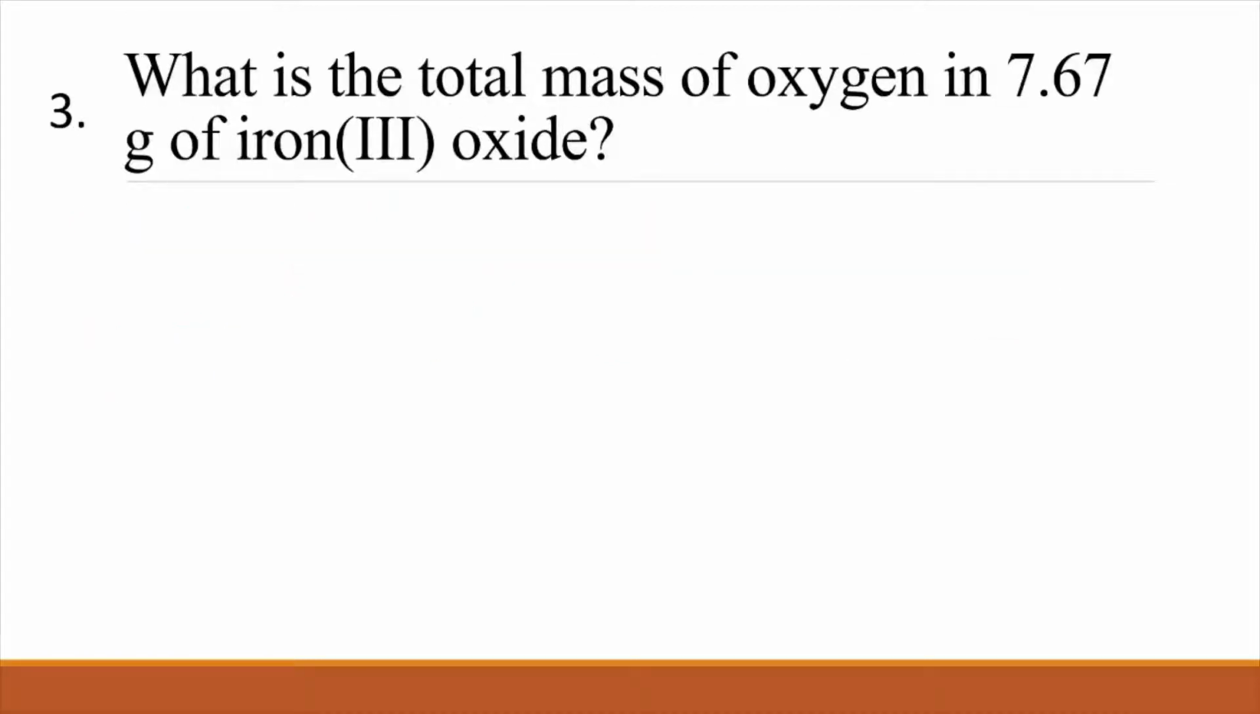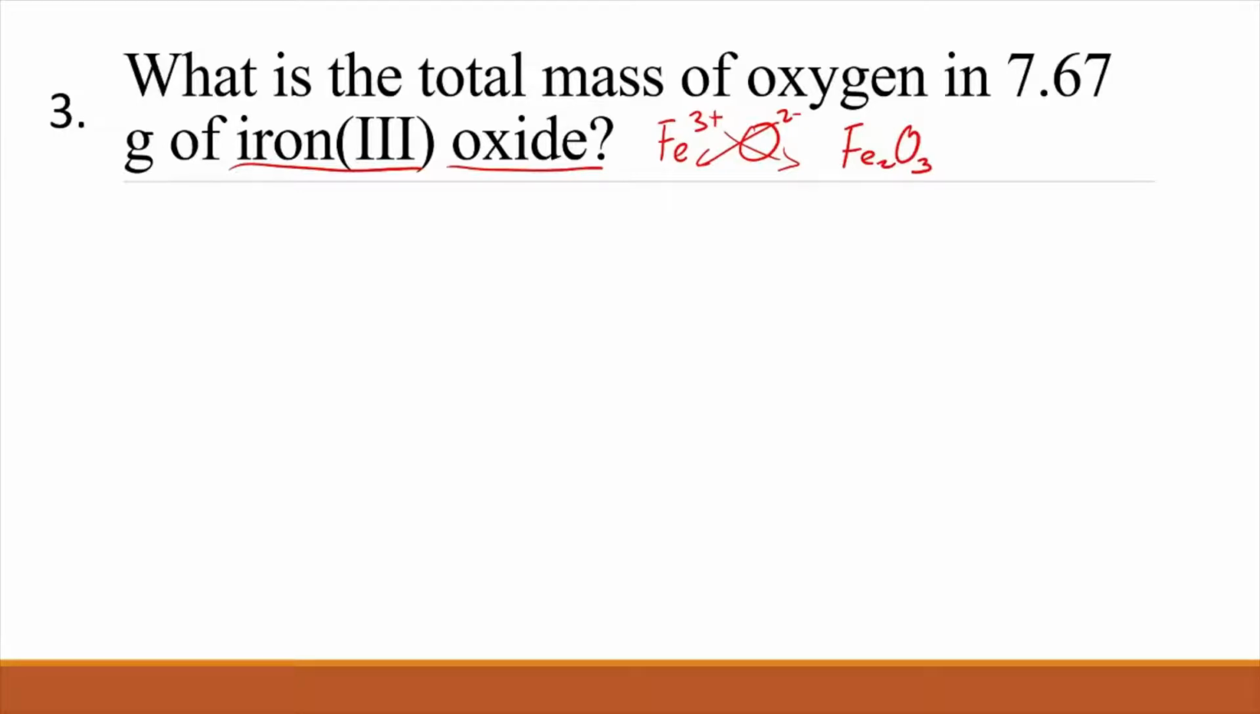Number 3, we want the total mass of oxygen in 7.67 grams of iron 3 oxide. So there's a couple parts to this. The first thing we need to do is get the actual formula of iron 3 oxide. So we're told iron 3, so that means our iron here has a charge of 3+, and then oxide, so that means oxygen is our anion, and oxygen has a charge of 2-. So that we can do our nice crisscross trick and get Fe2O3 for our formula.